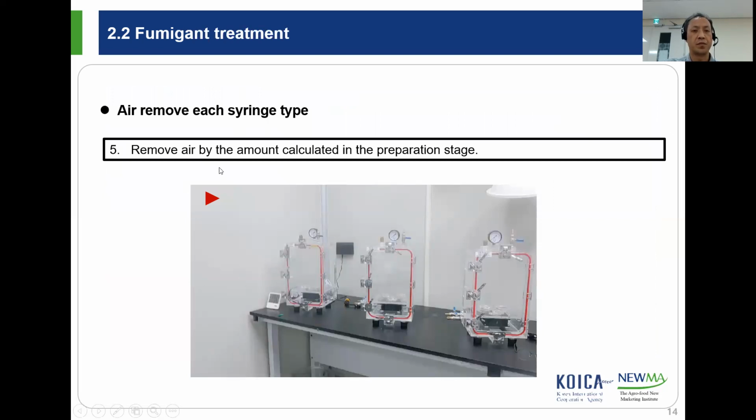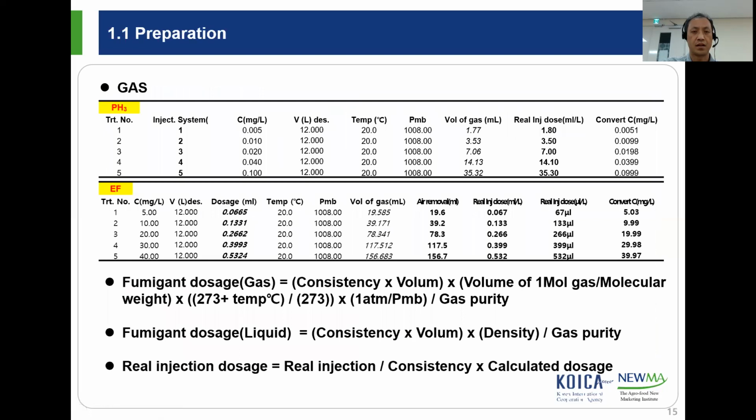Five, remove air by the amount calculated in the preparation stage. So again, I explained that table. In order to calculate the volume of fumigant, you should put 45 liters instead of 12 liters, because this desiccator, this small chamber, size is 45. So you can calculate the volume of gas.